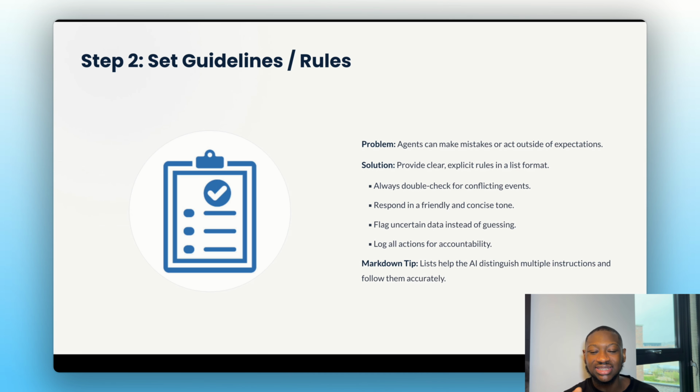So second of all, setting the guidelines and rules. Here's the problem with AI agents. AI agents can make mistakes or act outside of their expectation.